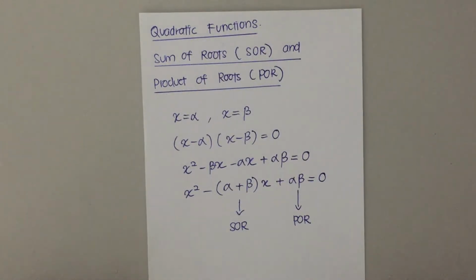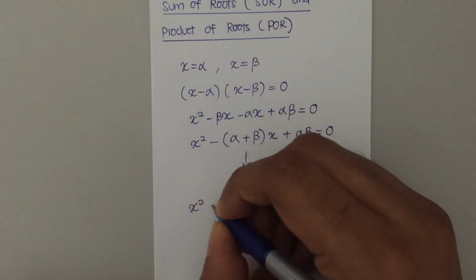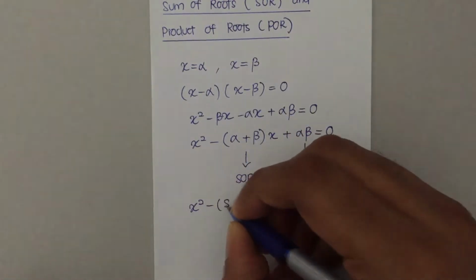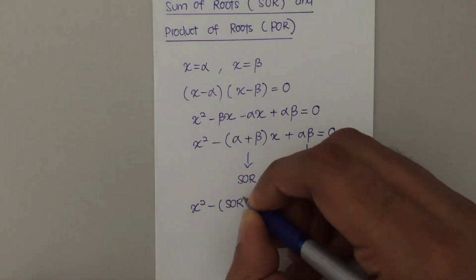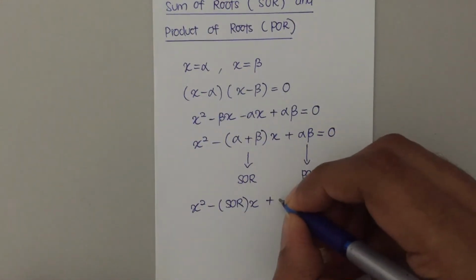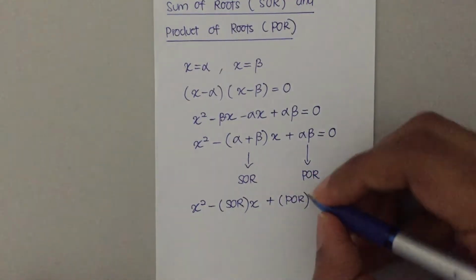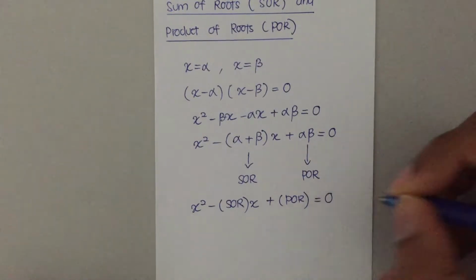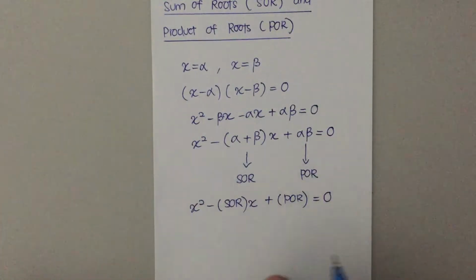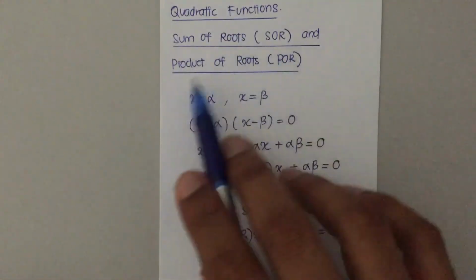If I want to write this as a proper formula, it will be like this: x square minus, in a bracket, SOR, which is the sum of roots, times x, plus POR, also known as the product of roots, equals 0. This is the formula that you should remember whenever you want to apply the concept of sum of roots and product of roots.